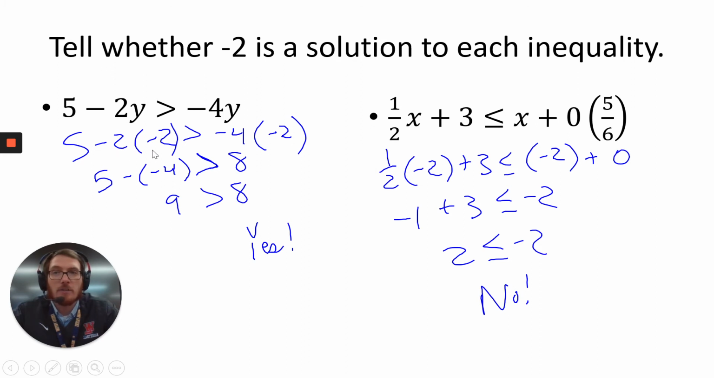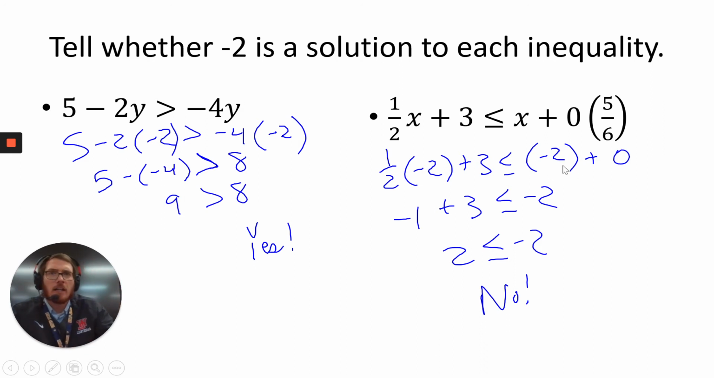So you got 5 minus 2 times negative 2, negative 4 times negative 2. The right side's easy because it just becomes 8. But remember on the left side, you cannot subtract until you multiply. So you got to multiply 2 times negative 2 first, and then do keep, change, and it's 5 plus 4, which will be 9.